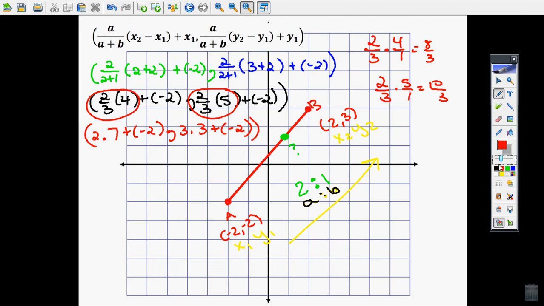And I'm simplifying this some more. 2.7 plus -2 is 0.7. 3.3 plus -2 is 1.3. So if I go over 0.7 and up about 1.3, that puts me at about right here. So the point (0.7, 1.3) splits this line up in a ratio of 2 to 1.